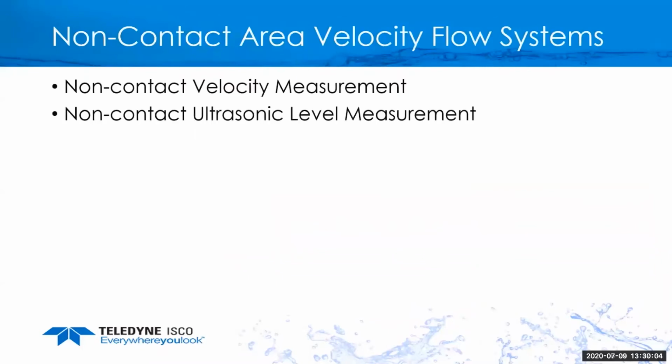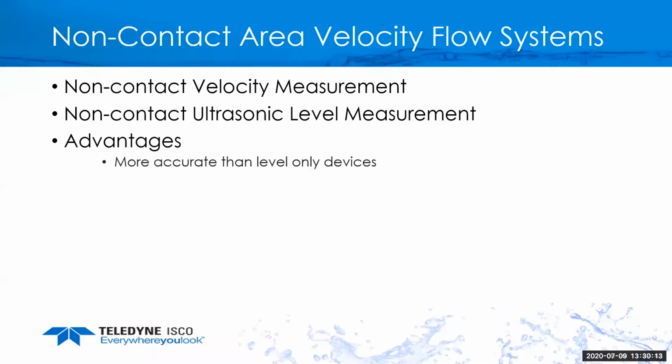Okay, so non-contact. Typically non-contact, again, we do a velocity measurement using Doppler. Non-contact typically uses an ultrasonic level measurement. The advantage of non-contact is that they are much more accurate than level-only devices. In the old days, you used an ultrasonic to measure level and calculate a flow based on Manning formula. You got a nice pretty graph, you got a nice line, but it really didn't mean a whole lot because Manning formula is one of the least accurate ways of measuring flow. So when you use non-contact area velocity, now you have the velocity component that will make your accuracy much, much greater.